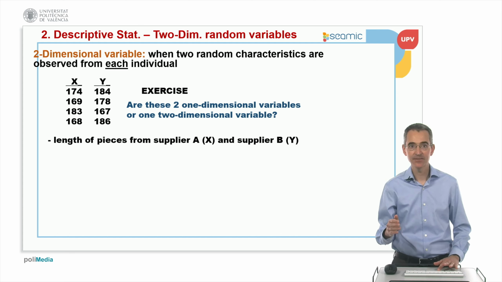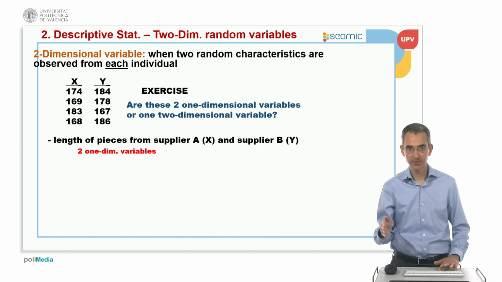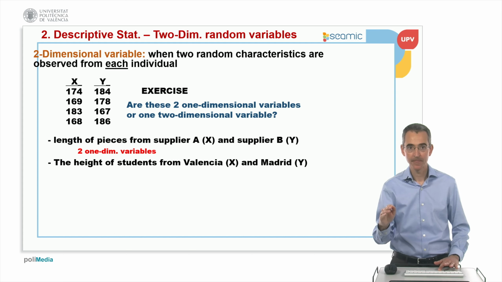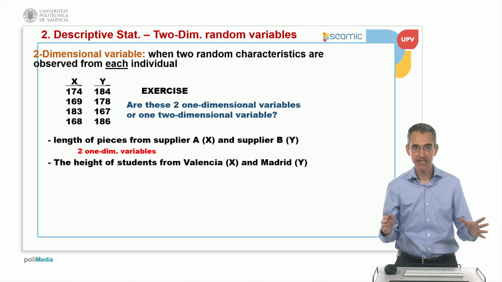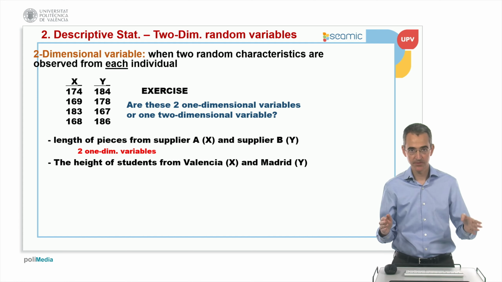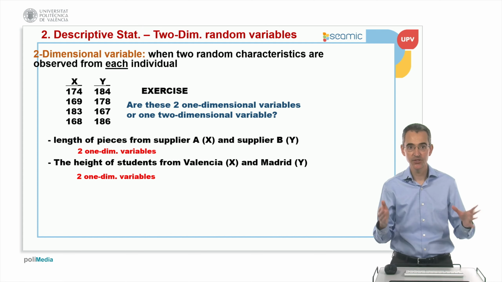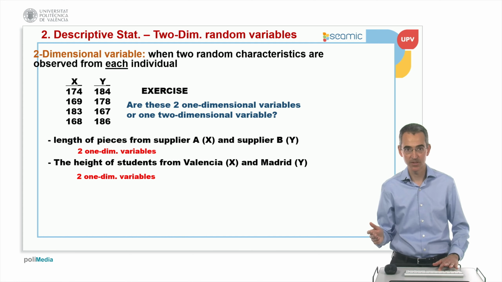So I'm going to discuss different possibilities. If I have the length of pieces from one supplier and another supplier, then that would be the case of two one-dimensional variables, because the first value is not paired with the second value, and so on. Another example is that X can be the height of students from Valencia and Y can be the height of students from Madrid. So it is the same situation. It is two one-dimensional variables because every value is not paired with the next one. We don't have pairs of values. Every value corresponds to a student who is different from the other one.